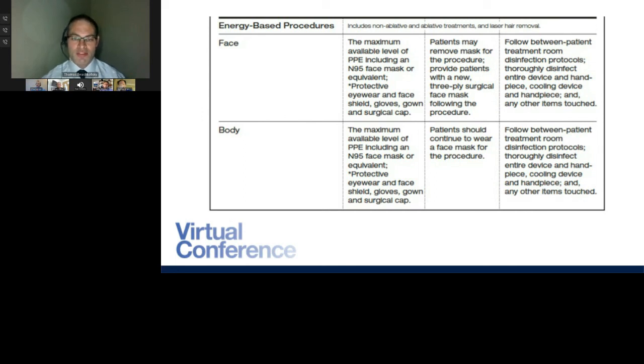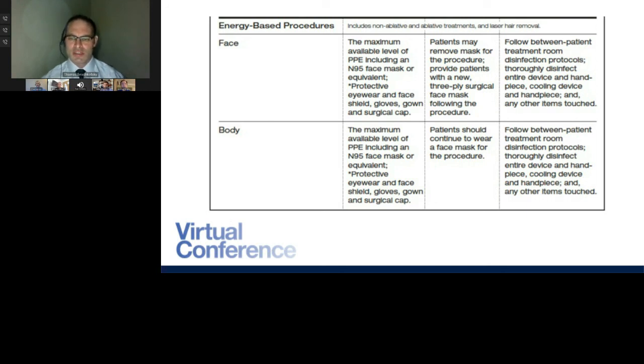So this is probably more extensive than what most providers in laser medicine are wearing. This isn't a law, this is a guideline, this is a recommendation, but this is something that I would encourage those laser surgeons and those that are performing these procedures to strongly consider, because we don't know what we don't know, and we want to keep everyone safe.